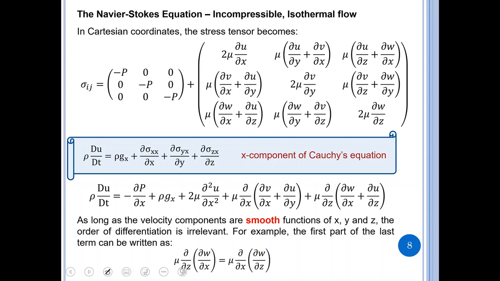Now coming back to the stress tensor, so sigma ij is basically this. X component of Cauchy's equation is being written here: rho du over dt is equal to rho gx plus d sigma xx over dx plus d sigma yx over dy plus d sigma zx over dz. Now sigma xx is basically the sum of these two, negative p plus 2 mu du over dx. When we apply this into here, this is what we get: negative dp over dx plus 2 mu d squared u over dx squared.